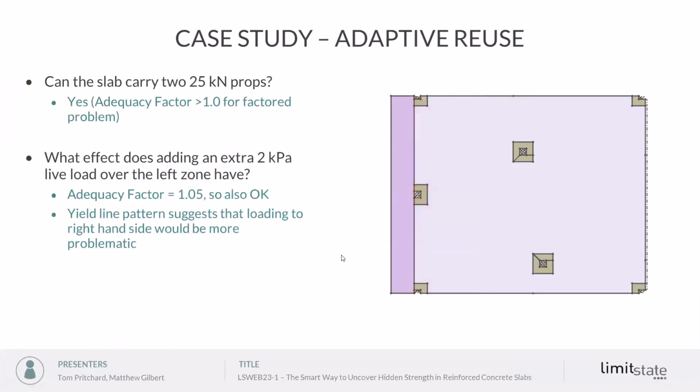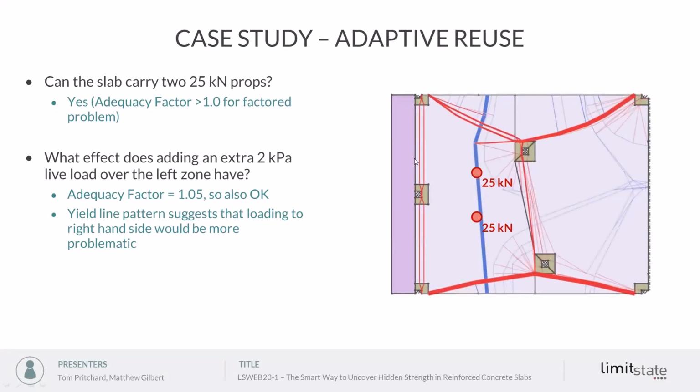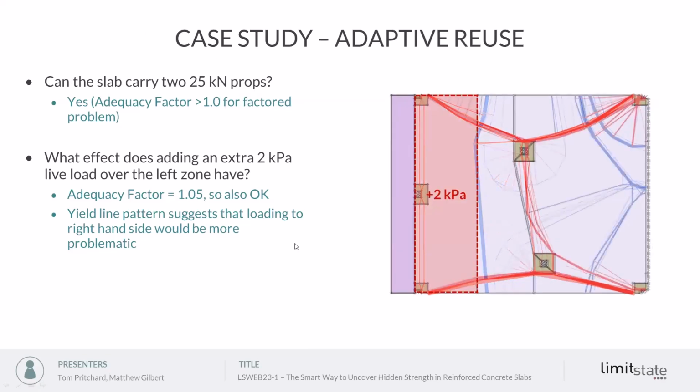If I just jump back to the presentation, our two questions were, can the slab carry the two 25 kilonewton props? And the answer to that is yes, the adequacy factor was above 1 for the factor problem, so that's okay. And then the second question was, what effect does adding an extra 2 kilopascals live load over the left-hand zone have? And we saw there that the adequacy factor was also above 1, so 1.05, so also okay. But the yield line pattern here is suggesting that actually there's not much of the failure pattern in this left-hand side. If we'd applied that 2 kilopascals load on the right-hand side, it may have been a different case.